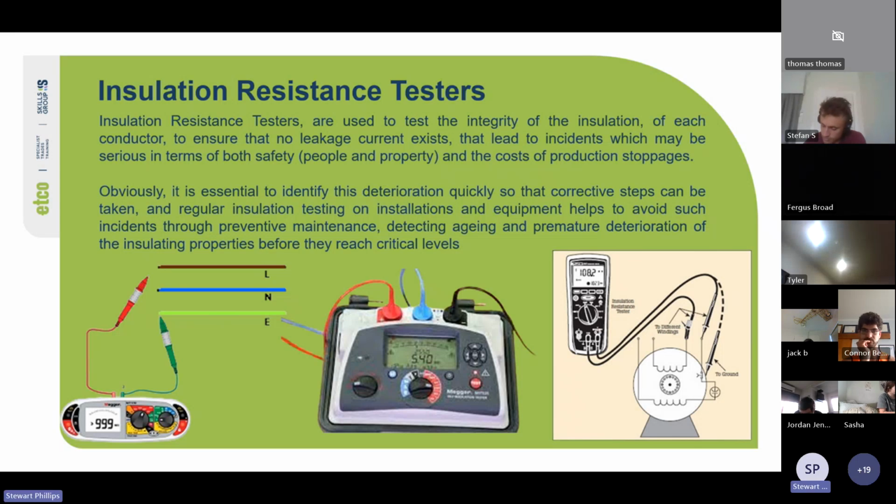Insulation resistance testers are used to test the integrity of the insulation of each conductor to ensure that no leakage current exists. That leads to incidents which may be serious in terms of safety for people and property, and the costs of production stoppages. It's essential to identify this deterioration quickly so that corrective steps can be taken. Regular insulation testing on installations and equipment helps avoid such incidents through preventative maintenance, detecting aging and premature deterioration of the insulation properties before they reach critical levels.